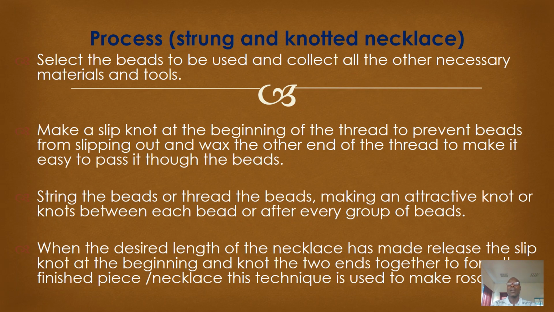It depends. Your interval may be 1 bead, 2 beads, then a knot. Or it can be 2 beads, a knot, or 3 beads, a knot, depending on the design that you desire to make. When the desired length of the necklace has been made, release the slip knot at the beginning and knot the two ends together to form the finished piece.